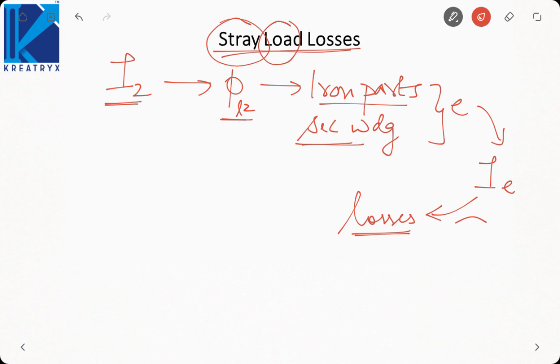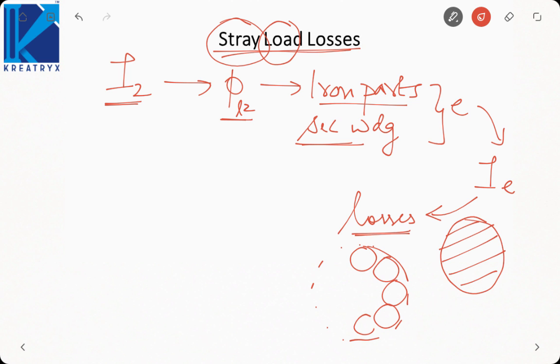Now, to reduce the losses in the conductor, what we do is we take a stranded conductor instead of a solid conductor. The cross-sectional area of the solid conductor is something like this. But in case of a stranded conductor, this entire conductor is divided into small conductors so that we can reduce the eddy current losses. Consider this similar to the lamination of the core. To reduce the eddy current losses in the core, we laminated it into thin sheets.